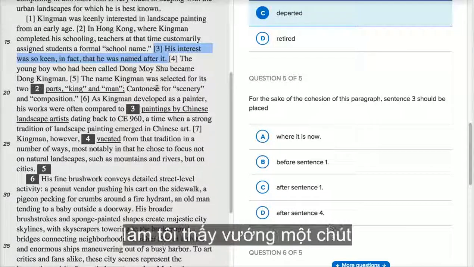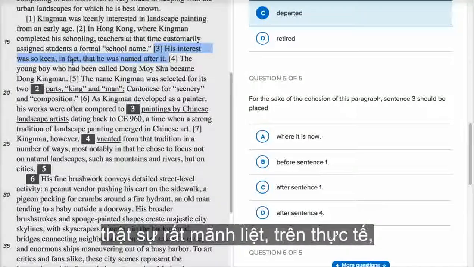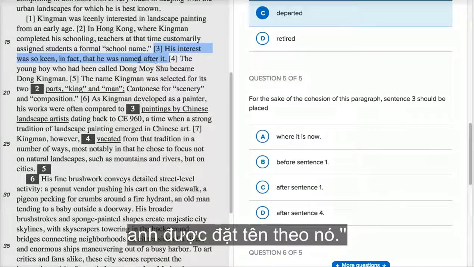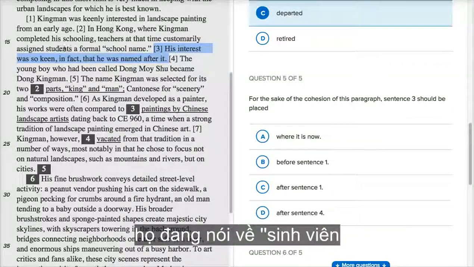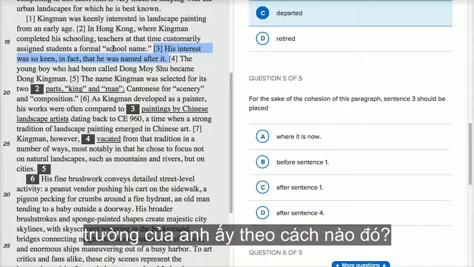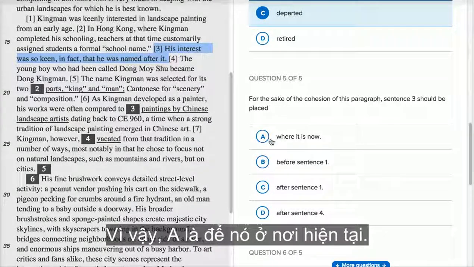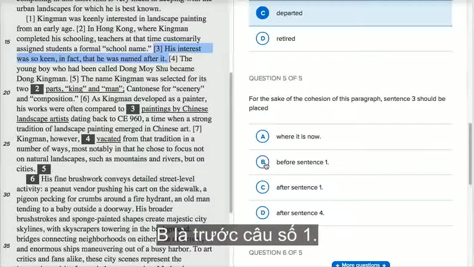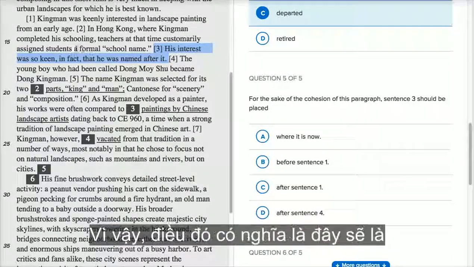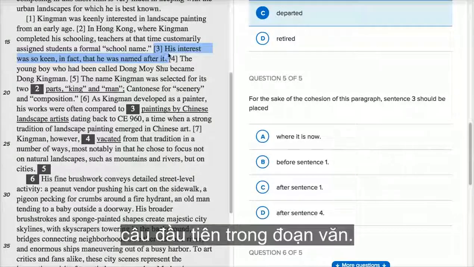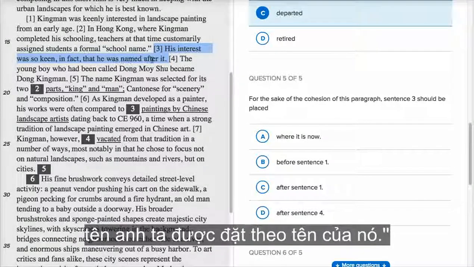Sentence 3, and that's actually the one that tripped me up a little bit because I said his interest was so keen, in fact, he was named after it. And the sentence before it, they're talking about students assigned to formal school names. So was he named after his school in some way? So A is leaving it where it is now. B is before sentence 1. So that means that this would be the first sentence in the paragraph. His interest was so keen, in fact, that he was named after it.